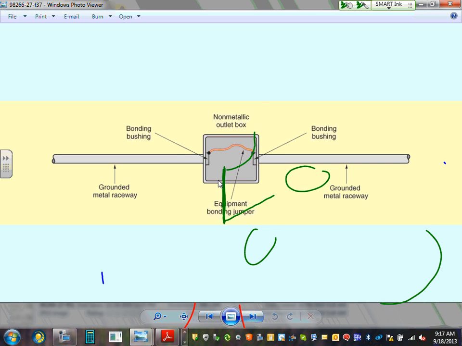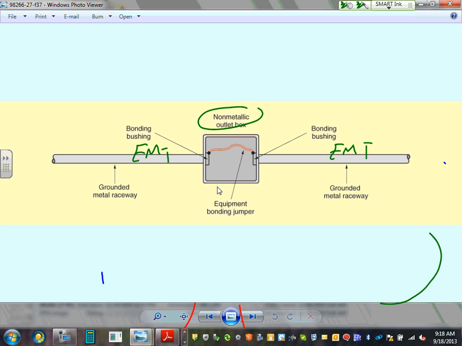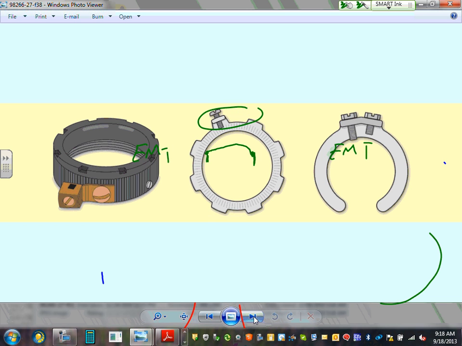Here's a good example where bonding becomes a big deal, guys. You have an EMT conduit going into a non-metallic box. Now these two conduits have to be bonded together. So the smart contractor puts a bonding bushing here with a wire. Now these two conduits are sitting at the same potential. What's bonding? Sitting at the same potential. Why? Because you don't want one conduit at 120 volts and the other at 0, and you get a shock. So if they're not continuous, then you have to bond them.